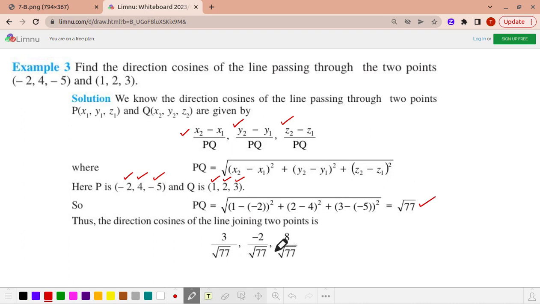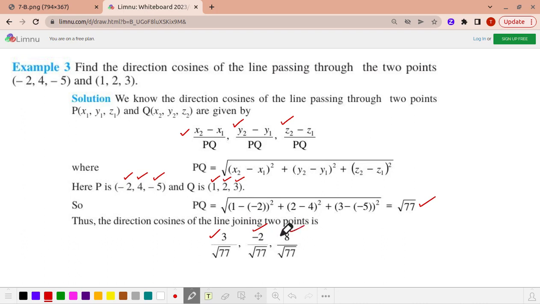x2 minus x1, that is 1 minus minus 2, that is 3, y2 minus y1 that is 2 minus 4, that is minus 2. z2 minus z1 is 3 minus minus 5 means 3 plus 5, that is 8.